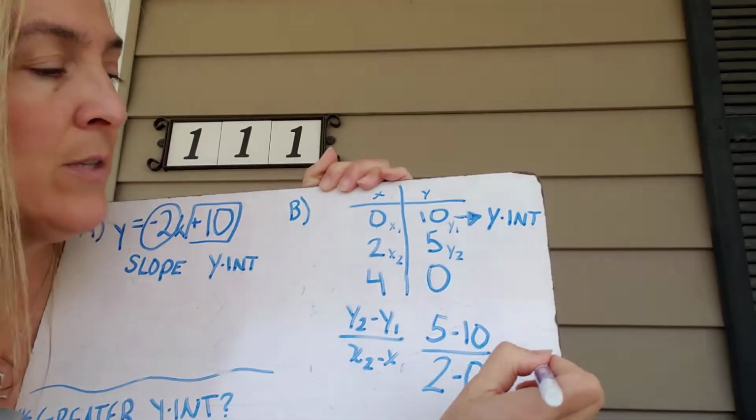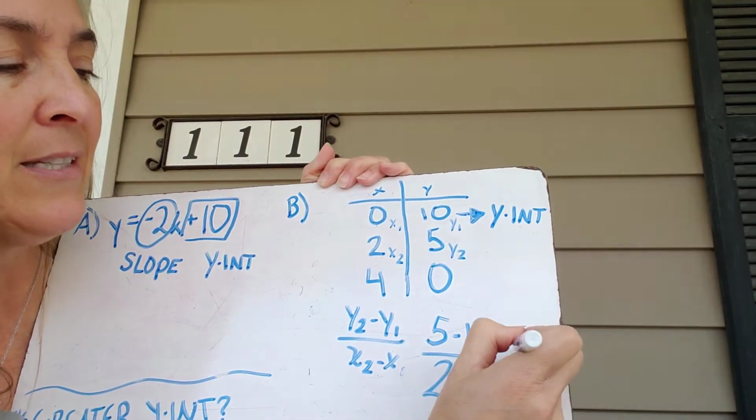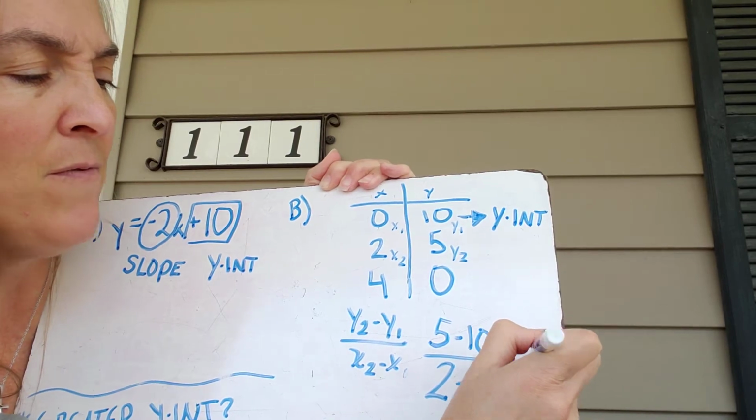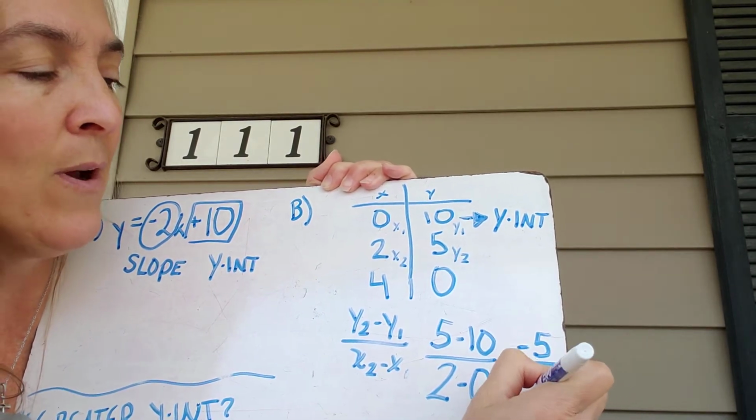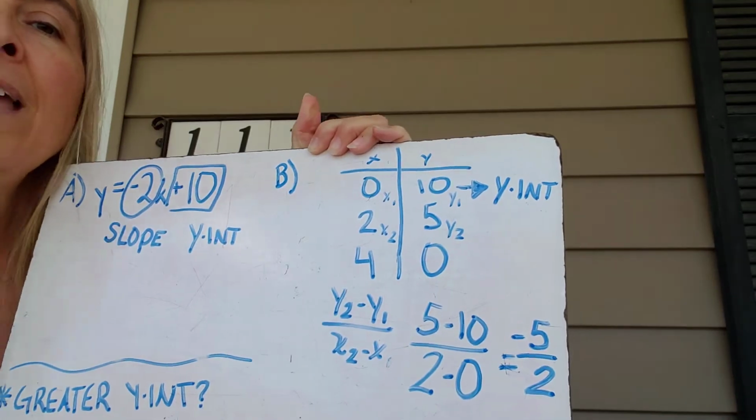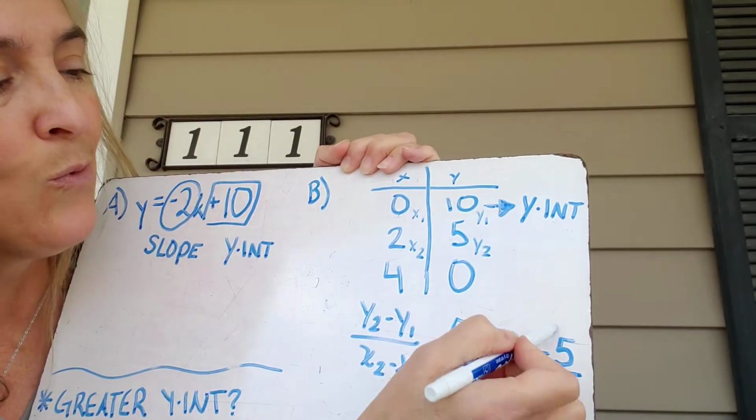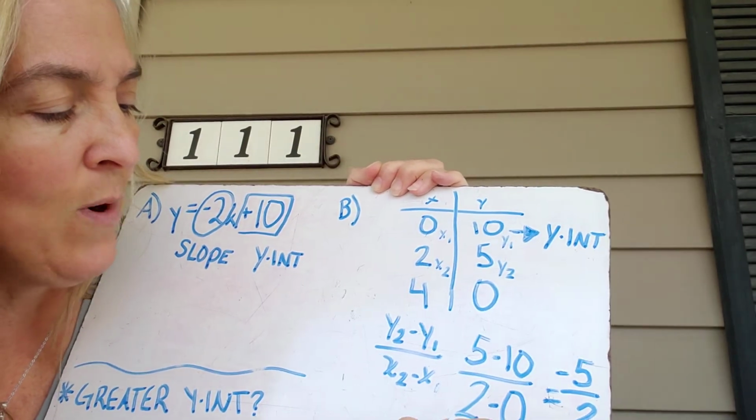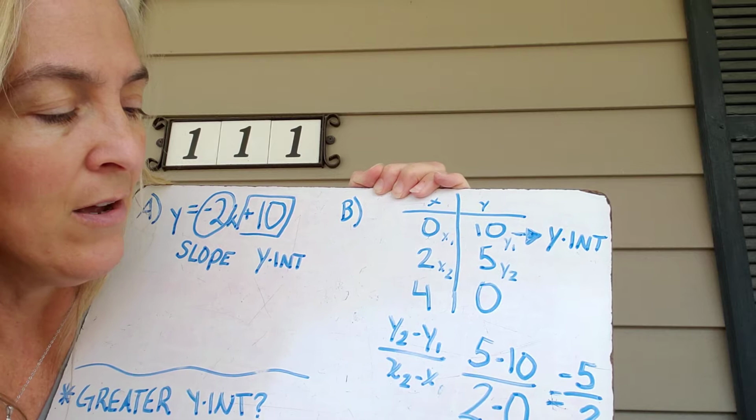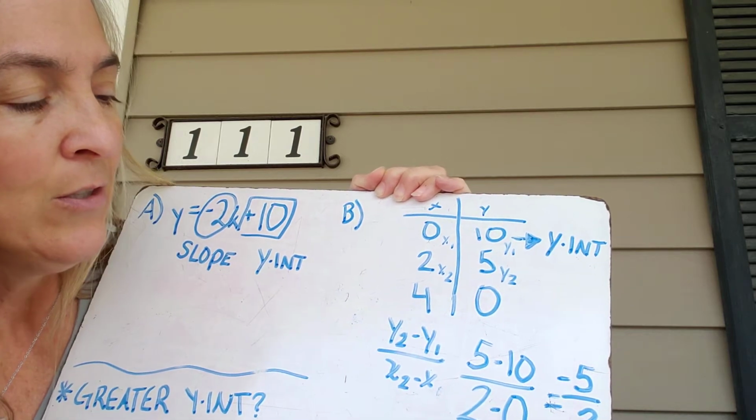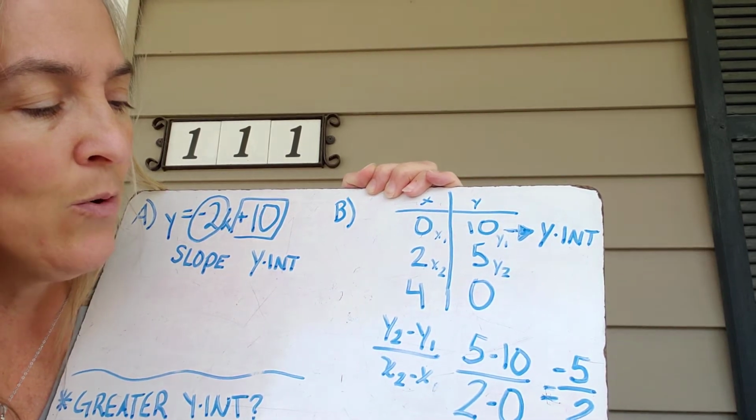Oh, that's where you can see that. 5 minus 10 is a negative 5, and 2 minus 0 is 2. Hopefully you recognize that 2 will go into 5 twice, and you will have a half left. So this is your slope.